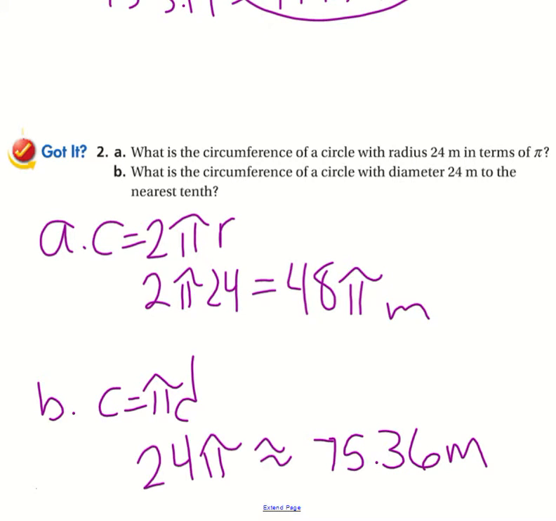You can take a look at my answers. For A, I got 48 pi meters, and for B, it's 75.36 meters. If you got those wrong, pause the video, go back, take a look at mine.